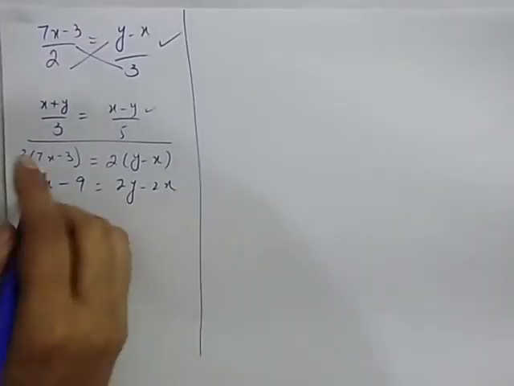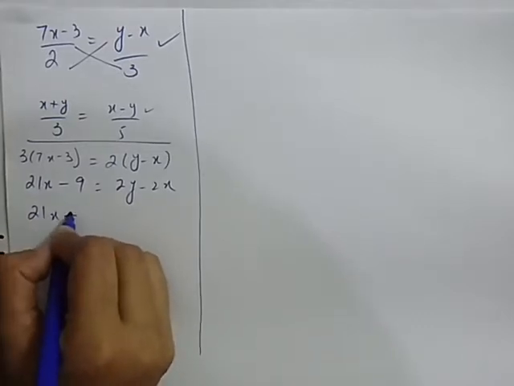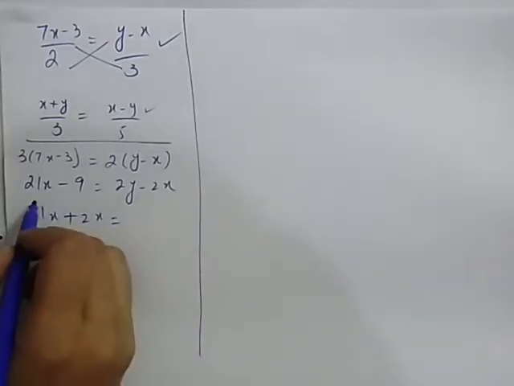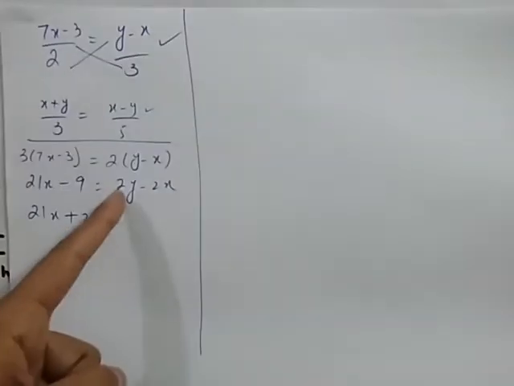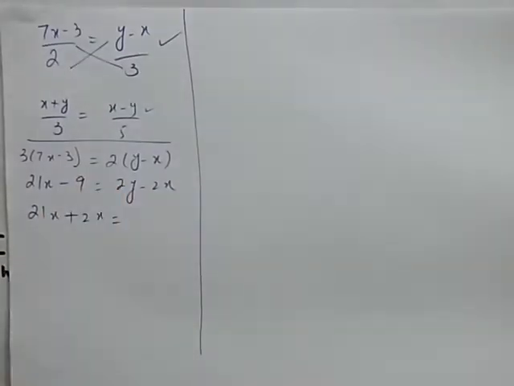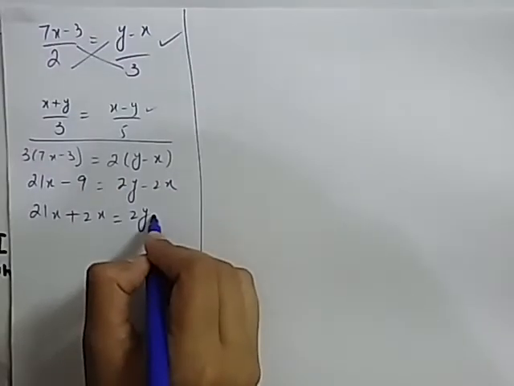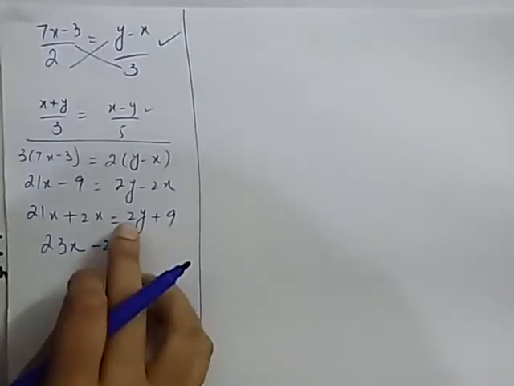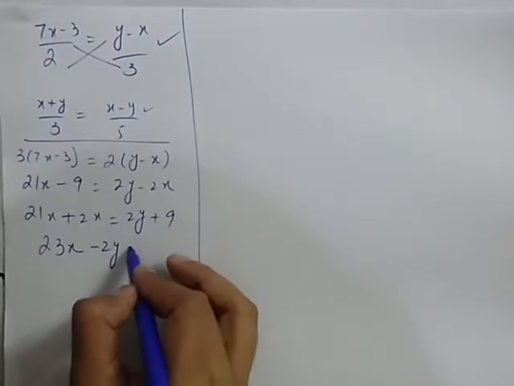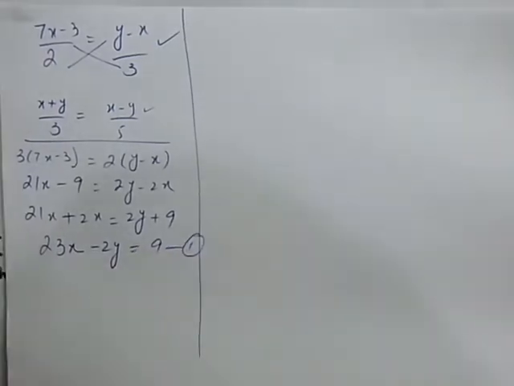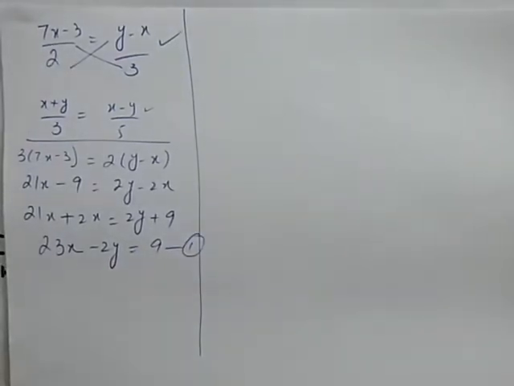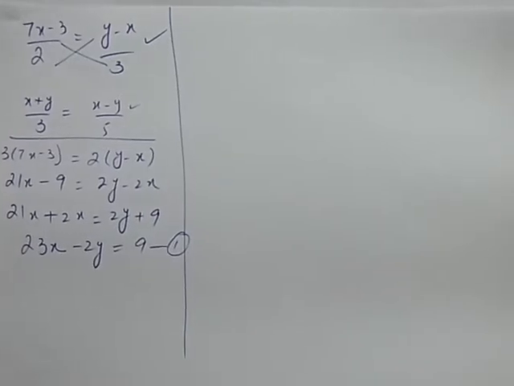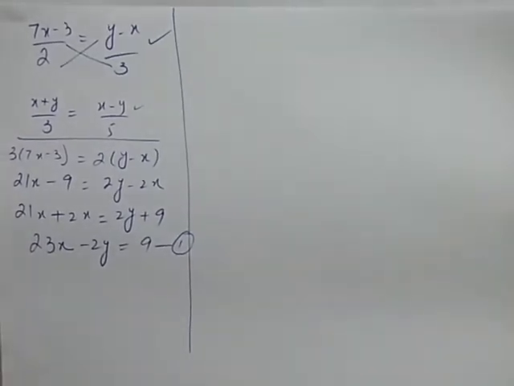Now x will be shifted to the x, 21x plus 2x. Now you can see that this is 9 and this is 2y. So 2y plus 9, that is 23x. Variable will be shifted over there, so this is equation number 1. Always remember that different kinds of variables cannot be added or subtracted to each other. So minus 2y will remain the same and x will remain the same, and it will become equation number 1.